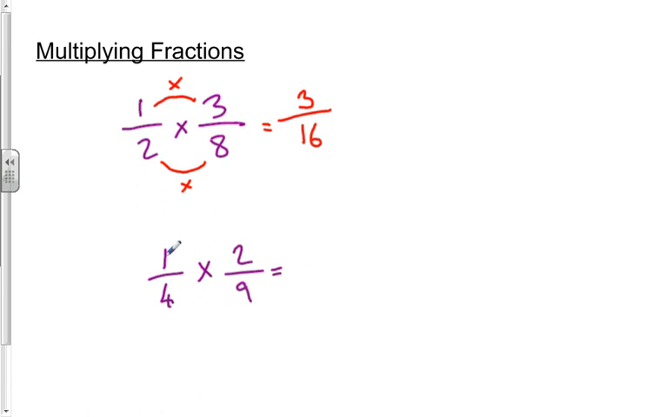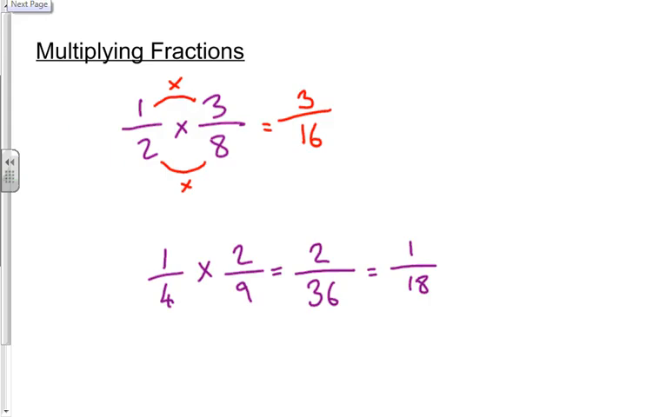And we can solve that. We can say 2 times 1 is 2, 4 times 9 is 36, and then we simplify because both of these are even, so we can halve them both, gives us 1 over 18. So 1/4 of 2/9 is an 18th. Multiplying fractions is one of our skills that requires top-heavy fractions. Okay? So remember, turn it into a top-heavy, then multiply.